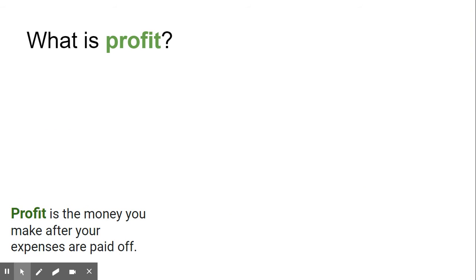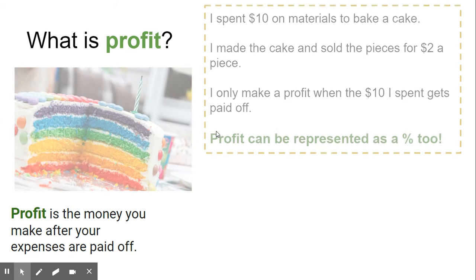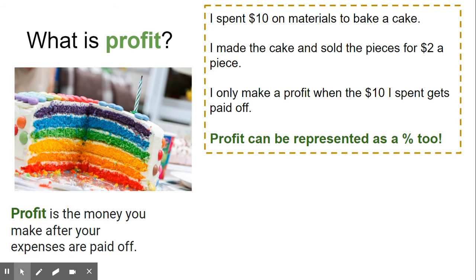So profit is the money you make after your expenses are paid off. So I'm going to give you an example. If I spent $10 on materials to bake this lovely rainbow unicorn cake, and I made the cake and sold the pieces for $2 a piece, I would only make profit when the $10 I spent gets paid off. So, for instance, I would have to sell 5 pieces of cake before I made a profit.